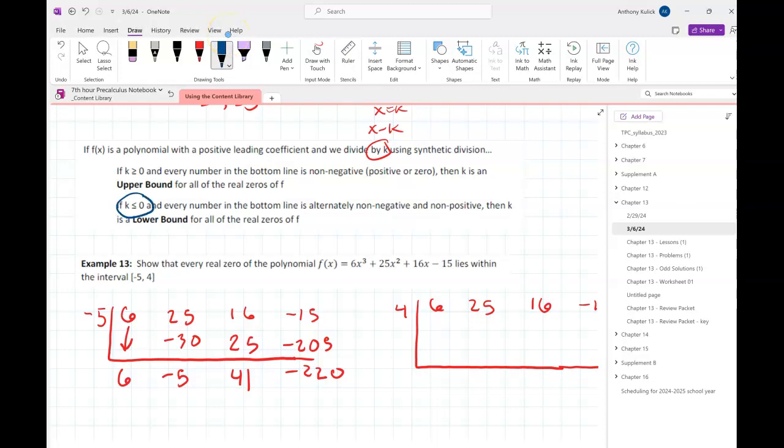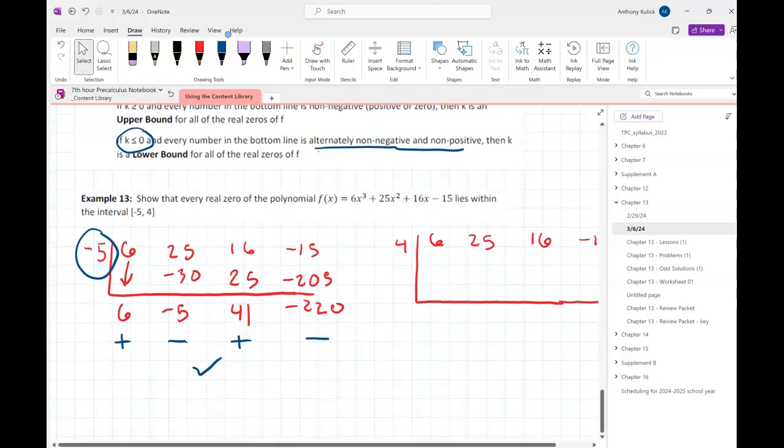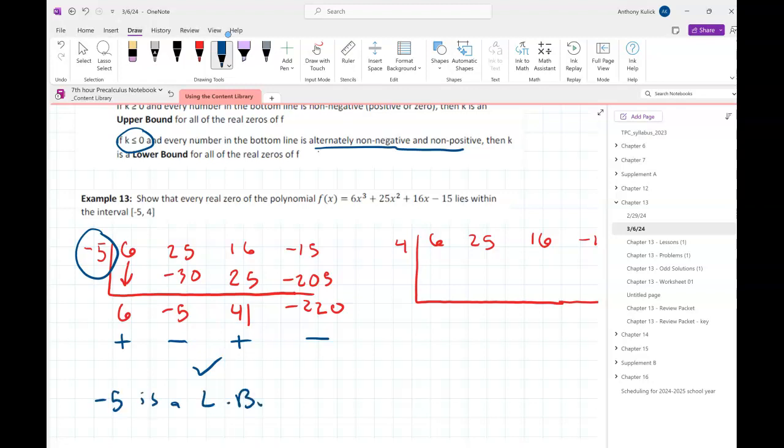So if k is less than 0, that's what we have here. I want alternating between non-negative and non-positive. Did those alternate? Yup! So what that tells me then is -5 is a lower bound. Is everybody okay with what I did there?